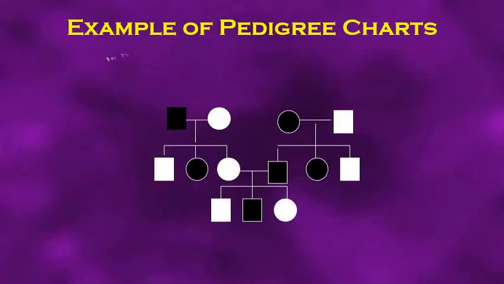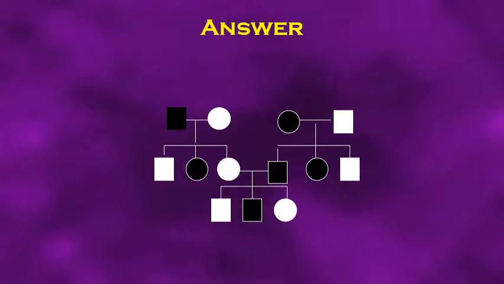In this pedigree, is it dominant or recessive? We can see the disorder appears in every generation. That means it is dominant. The disorder is dominant.